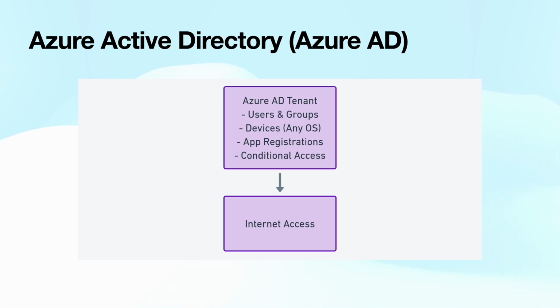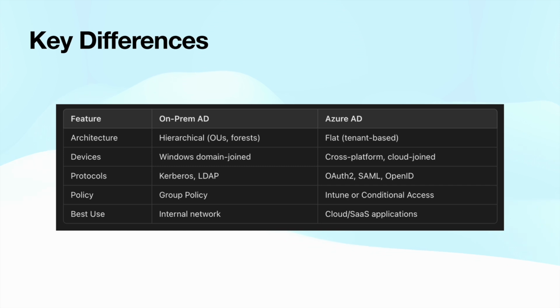So first, let's talk about the key differences between on-prem AD and Azure AD. As we have talked about a lot, the on-prem architecture is hierarchical, and Azure AD is a flat, tenant-based architecture. We are going to understand what a tenant is in a minute. The devices are all Windows domain joined, but here it is cross-platform cloud joined. It means that you can access any of the apps apart from Azure as well. It's like a universal ID, you can say.